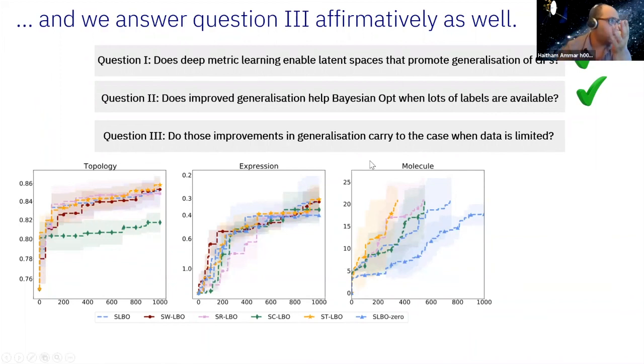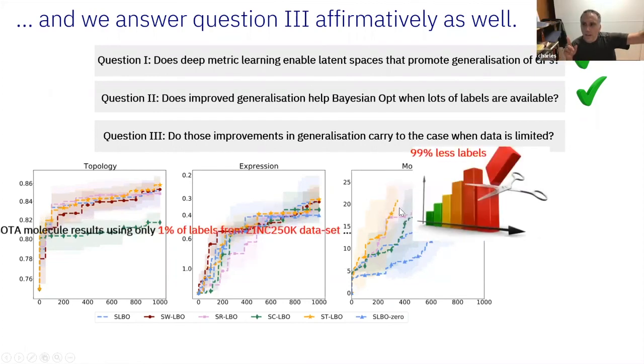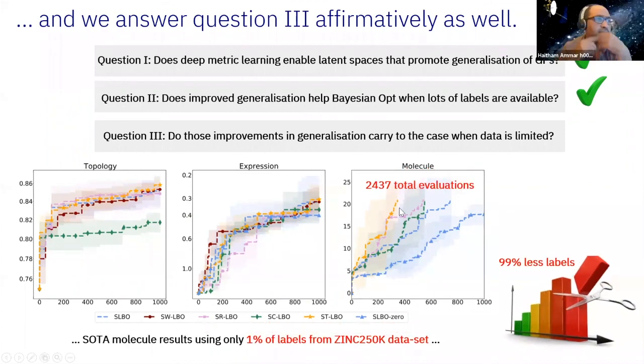So let's look at the molecule. For expression and topology, we do better, but I think molecule is much more interesting than the topology and the expression. So when we go to the molecule generation, in this experiment, we only used 1% of the labels. So we took this 250,000 data, and we just removed the labels. We only kept 1% of them. And then what we will see here is that we can still recover state-of-the-art results. This is the orange line we have here.